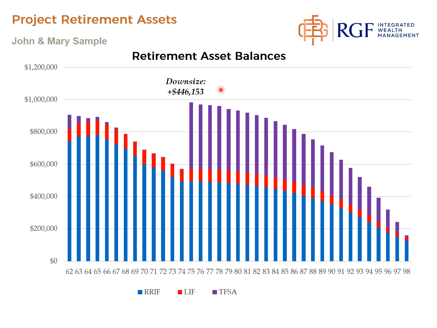At the end of the projection, the sample is age 98. There are still retirement assets remaining, but they're close to depletion. The remaining balance, around $160,000, is somewhat deceiving. If we adjust for inflation and consider the remaining value in today's dollars, it's only around $75,000.